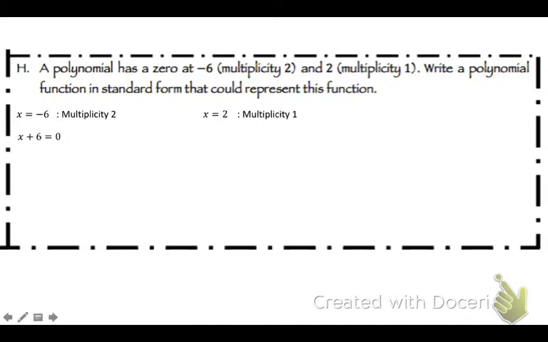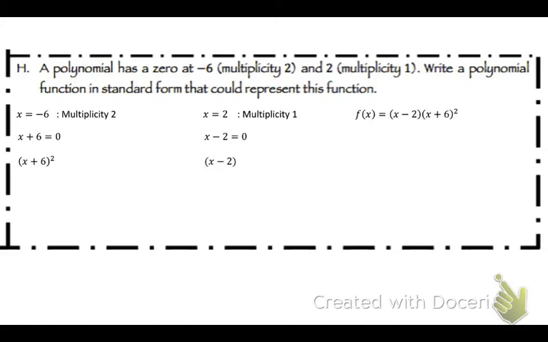So first let's write these as factors. We can move that 6 over, so we get x plus 6 equals 0. So my factor is x plus 6, and that's being raised to the second power because our multiplicity was 2 right there. Okay, we can do the same right here. Move that 2 over, so you get x minus 2 equals 0. That's multiplicity of 1, so we don't have an exponent there. Now we have to write a polynomial function in standard form. So we need to multiply this out.